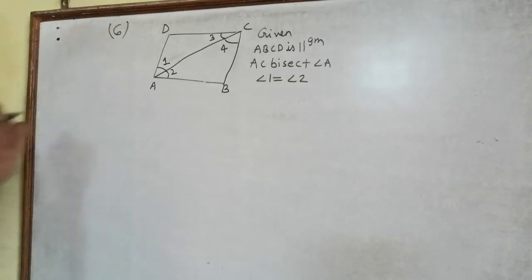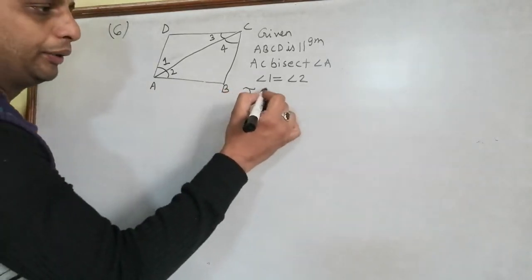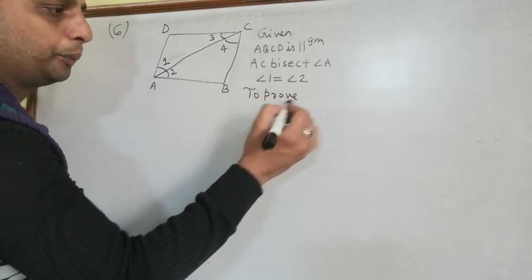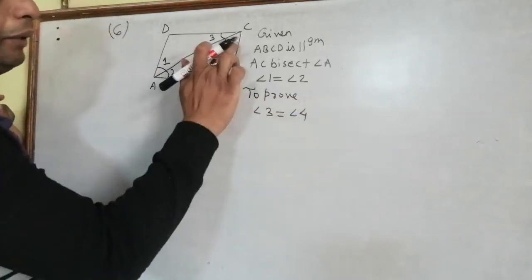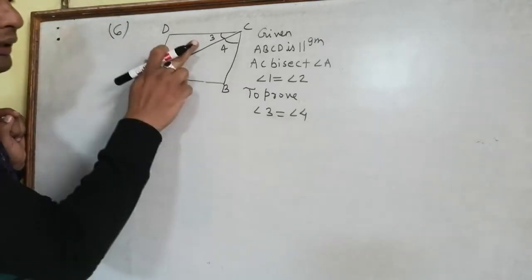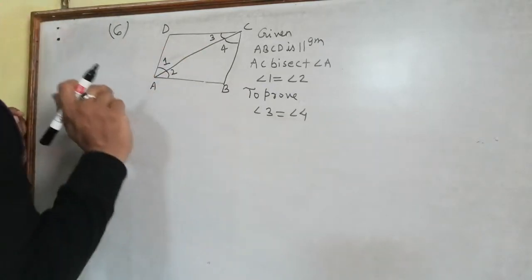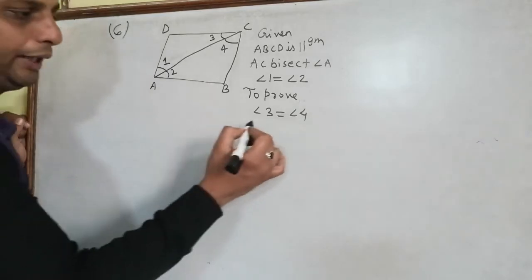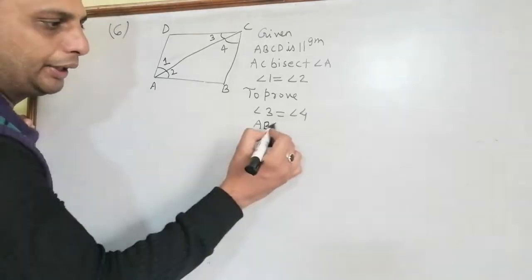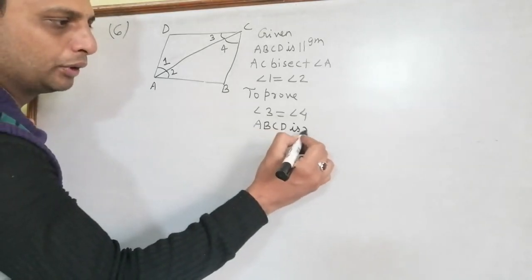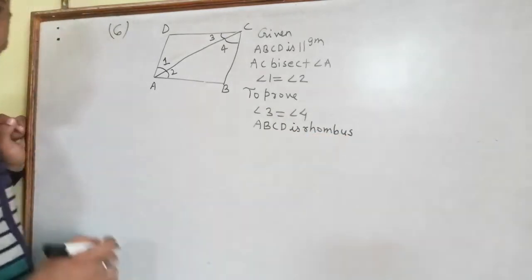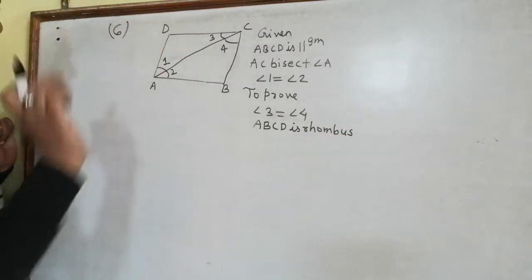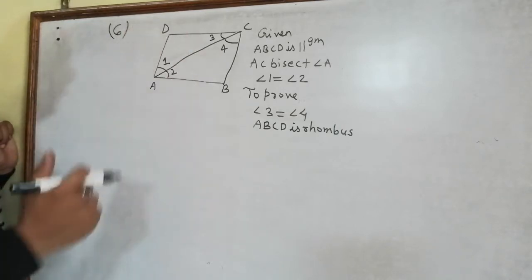Now what we have to prove? We have to prove that it bisects C also. To prove angle 3 is equal to angle 4. That means AC is bisecting angle C, so it divides C into two parts, 3 equal to 4. That also we have to prove. And along with that we have to prove ABCD is a rhombus. So for a rhombus already we know what to do. We have to make all sides equal. Opposite sides are given equal, only we have to make all the sides equal.